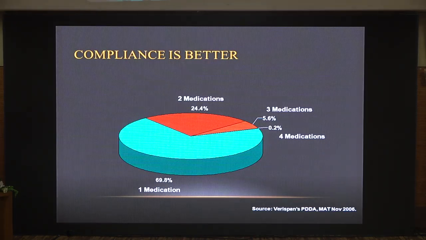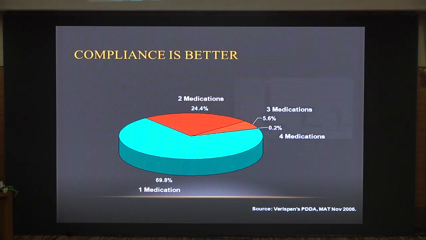There was a study which showed that if you have 2 meds, the compliance was 24%. If you have 3 meds, it's only 5.6%. But if you went up to 4 meds, the compliance dropped to just 0.2%. Imagine, just 2 out of 1,000 patients of glaucoma treated were compliant if they were on 4 topical medications.